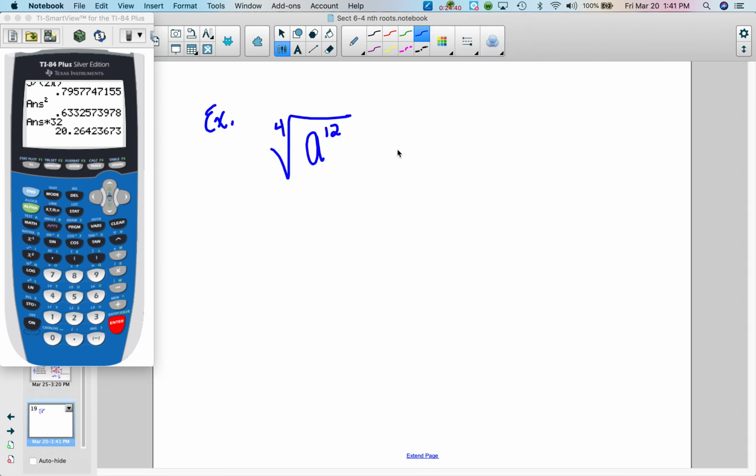So I just want to talk about one more example about when to use absolute value. So notice here I have an even power and an even root. So this is where I could have that potential. And so when I'm evaluating this, my shortcut with the variables, 4 goes into 12 3 times with nothing left over, so I get a cubed. Now, even, odd, need absolute value.